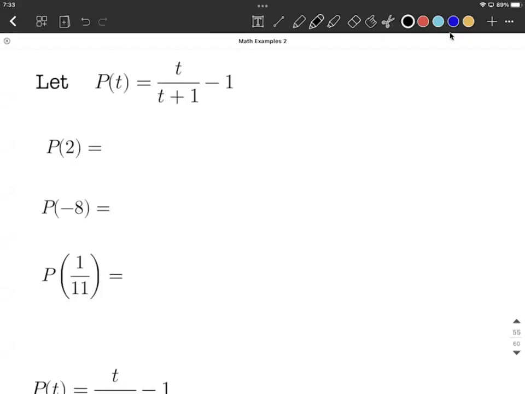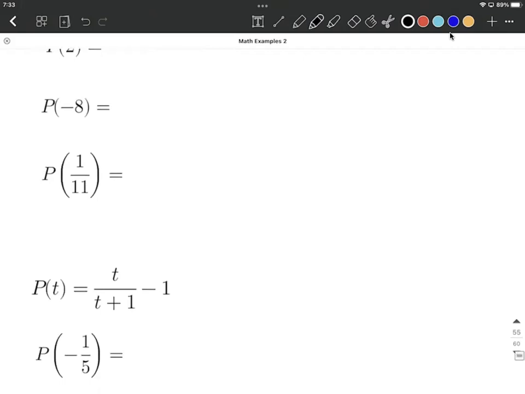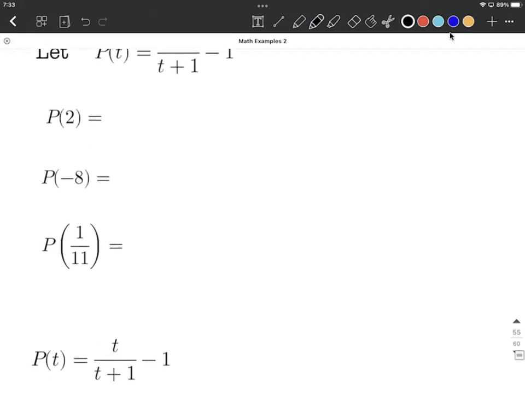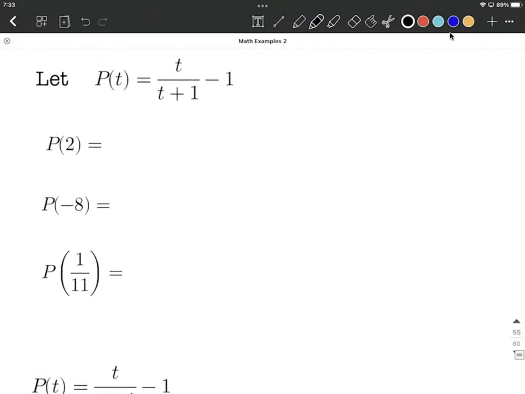All right, let's evaluate a kind of difficult looking function at some different given values. So in doing this, I'm going to do 2, -8, 1/11th, and then down below here we'll work -1/5. Each one successively getting a little bit more difficult. So in doing so, it shouldn't be too bad in getting started.